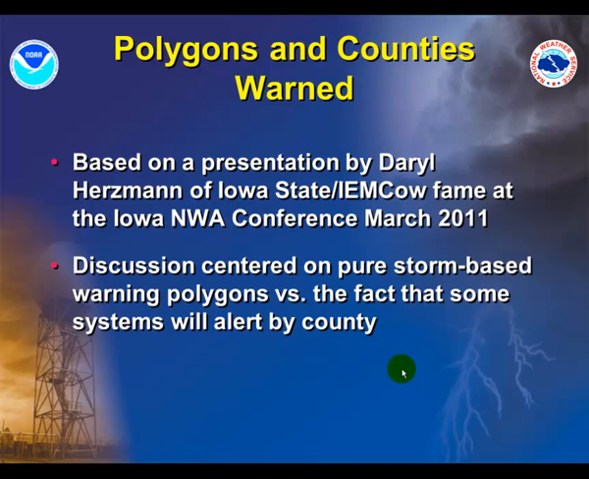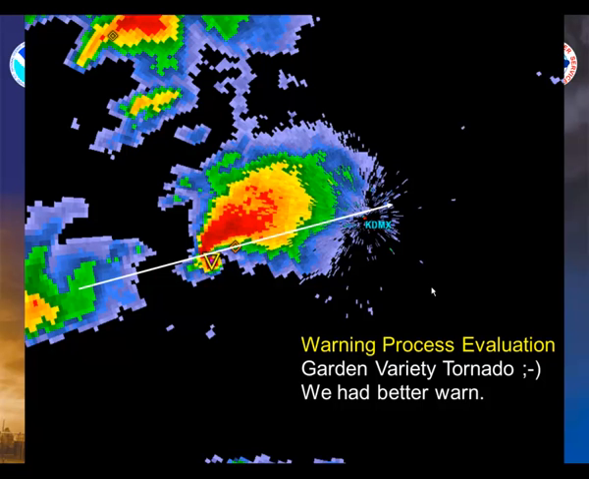One way to look at this, and an example of this, was part of a presentation given by Daryl Hertzman of Iowa State IEM cow fame that he did at the 2011 NWA conference in Des Moines. The discussion of this part of his presentation centered on pure storm-based warning polygons versus the fact that some systems are still being alerted by county.